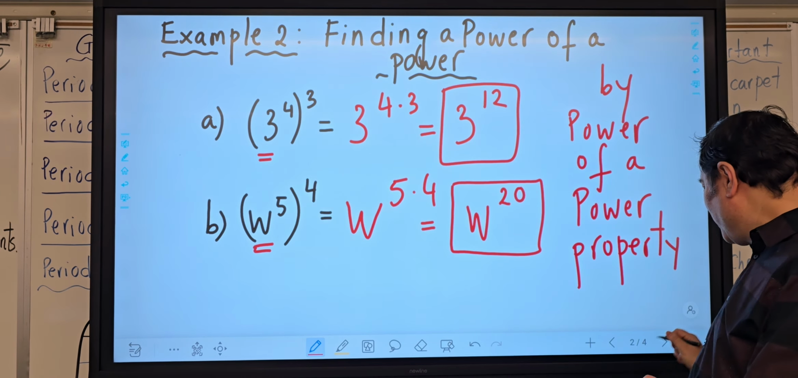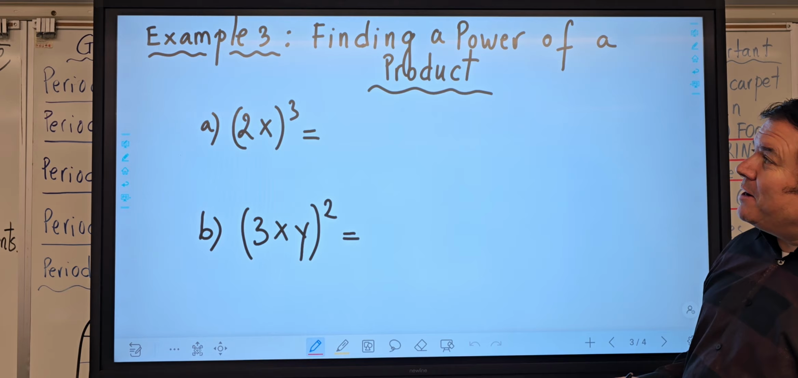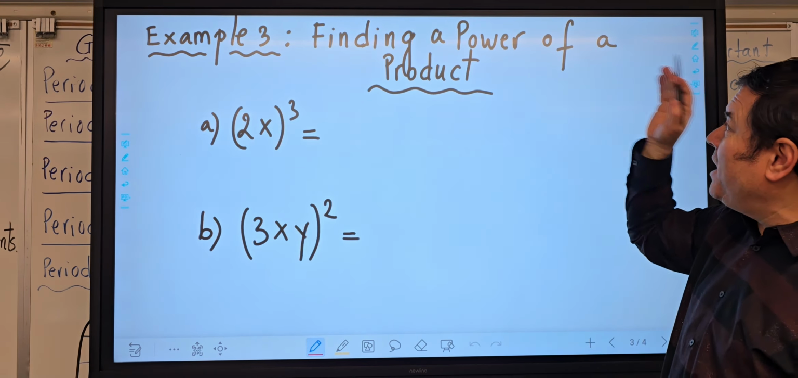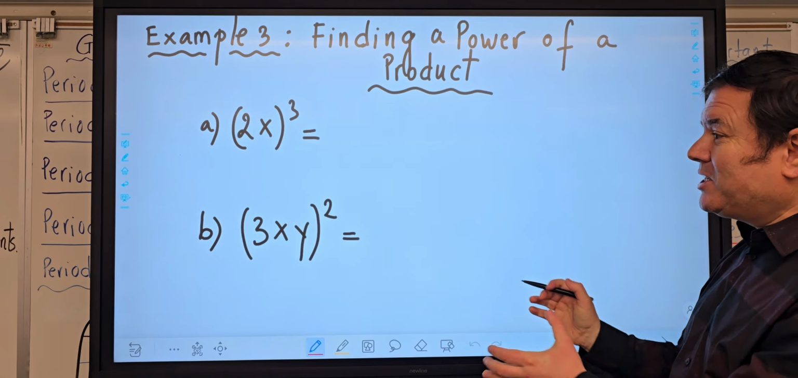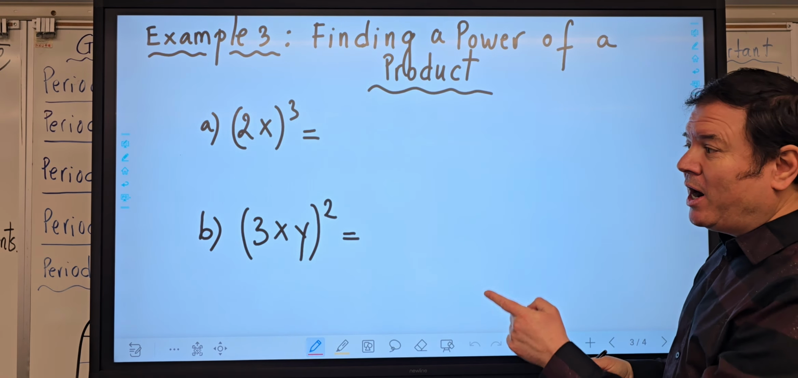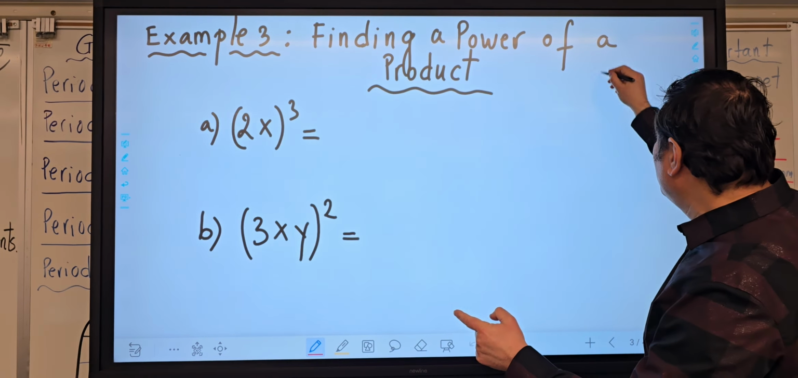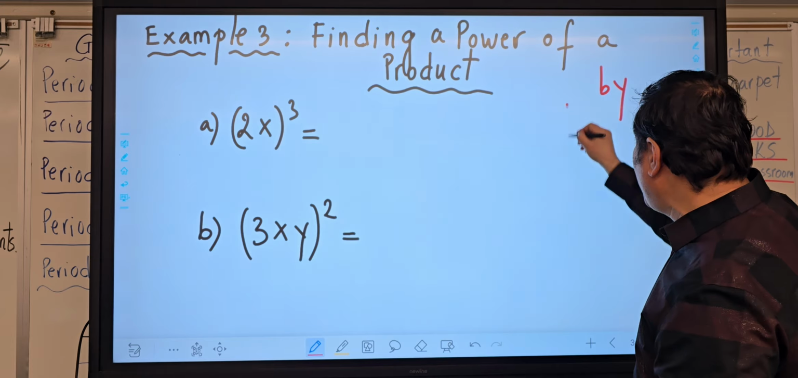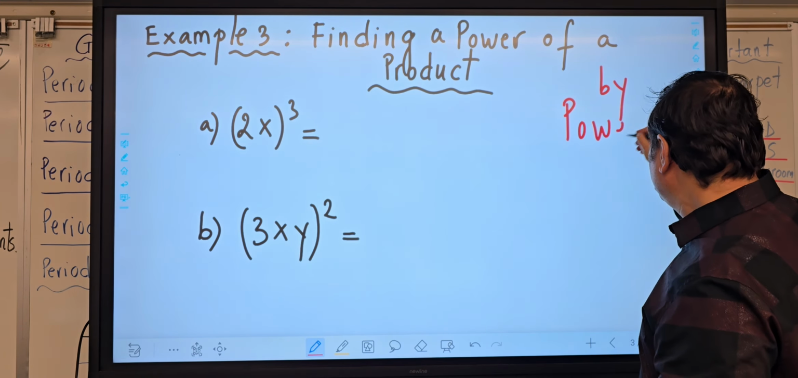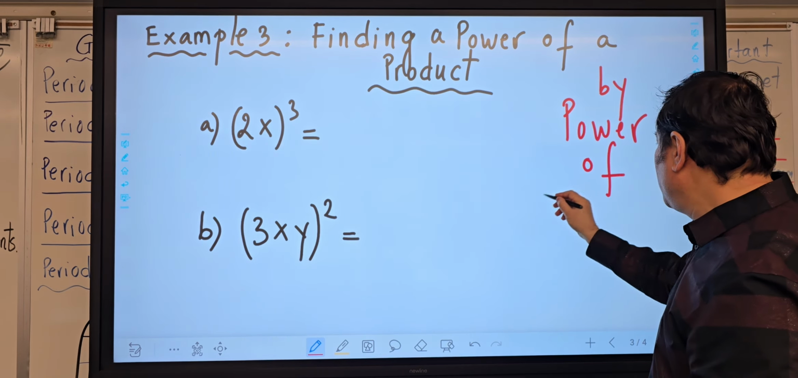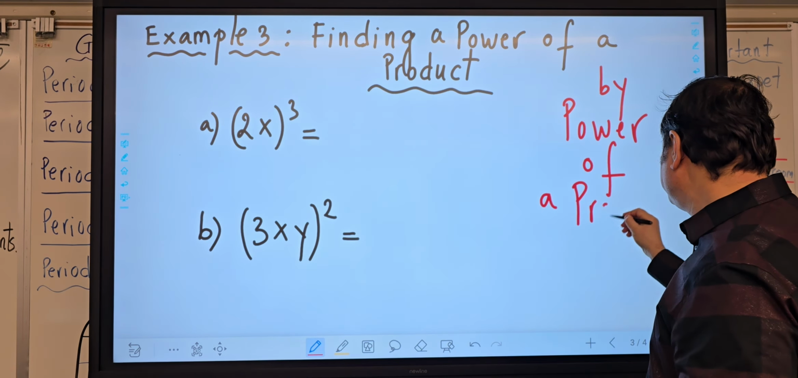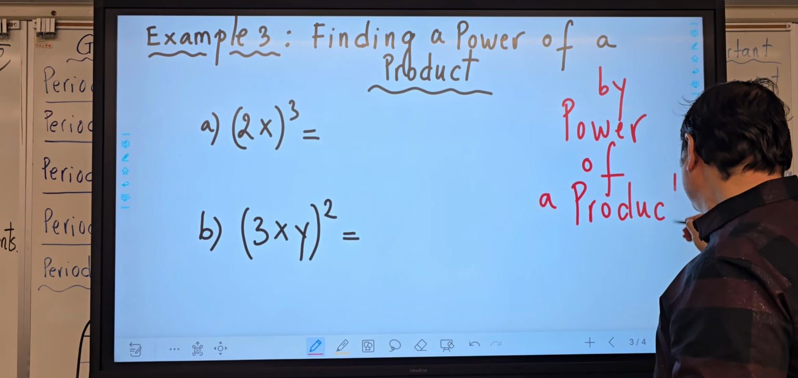And finally, let's take a look at example 3. We have finding a power of a product. In this case, we are going to use the power of a product property.